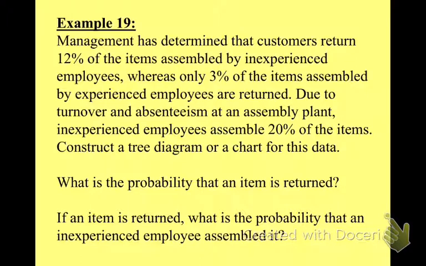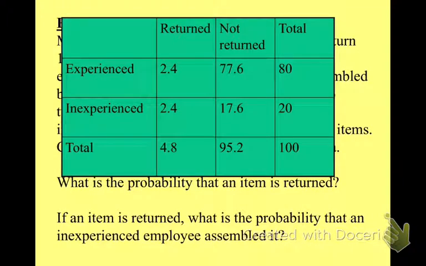Then I'm going to go back in a second. So it says that customers return 12% of the items by inexperienced employees. So from there, this is a hypothetical, I guess, 100. If you made it 1,000, then you would just add a 0. You would move the decimal place over for all of them. But you can do a hypothetical 1,000. That just means it goes out 2 decimal places.